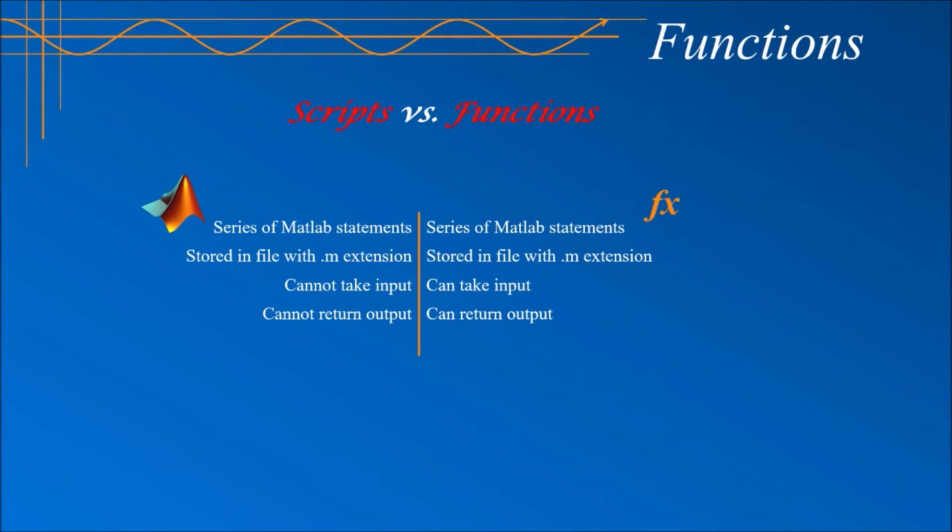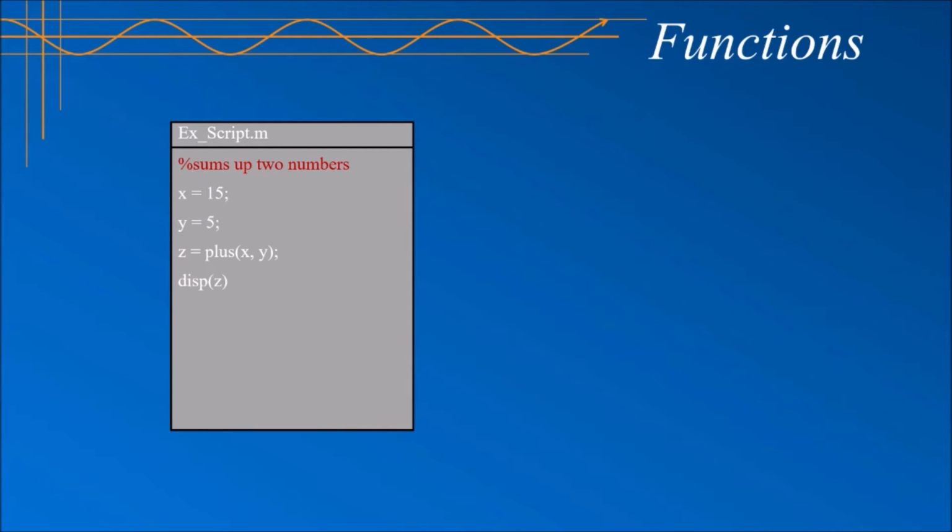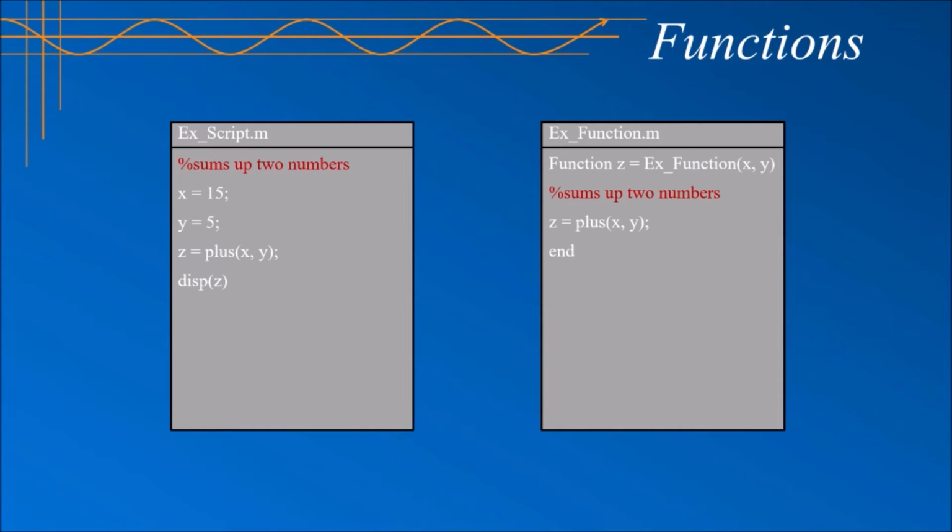Let's look at an example to understand this better. Here we have a MATLAB script which sums up the numbers x and y, equal to 15 and 5, to display 20 at the end. If we wanted it to sum two different numbers, we would have to open up the script file and change x and y's values. Using functions, this can be avoided. Here we simply provide the values of x and y when we call the function. They are the function's input.